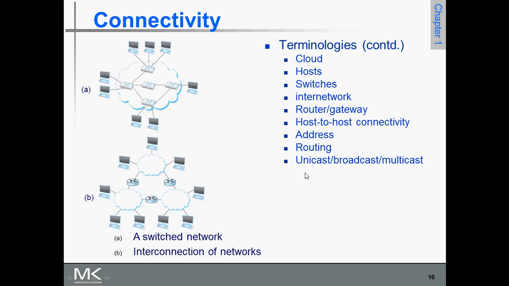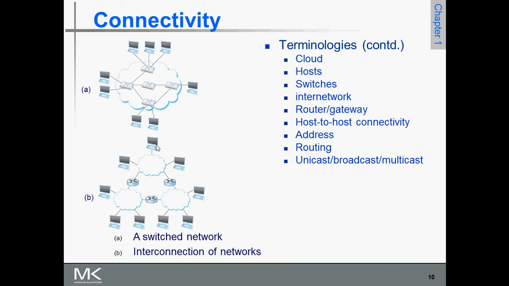Then we have three most important terms: unicast, broadcast, and multicast. They are very important terms, so try to note them separately. What is meant by unicast? Unicast is nothing but if one PC, if this computer is going to transfer data to only this computer, that is, if this host is going to transfer data to only this host, then it is called unicast.